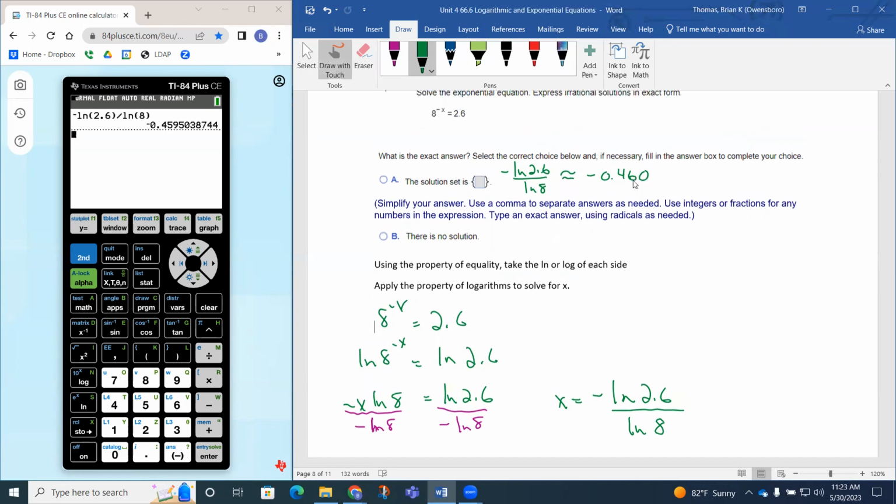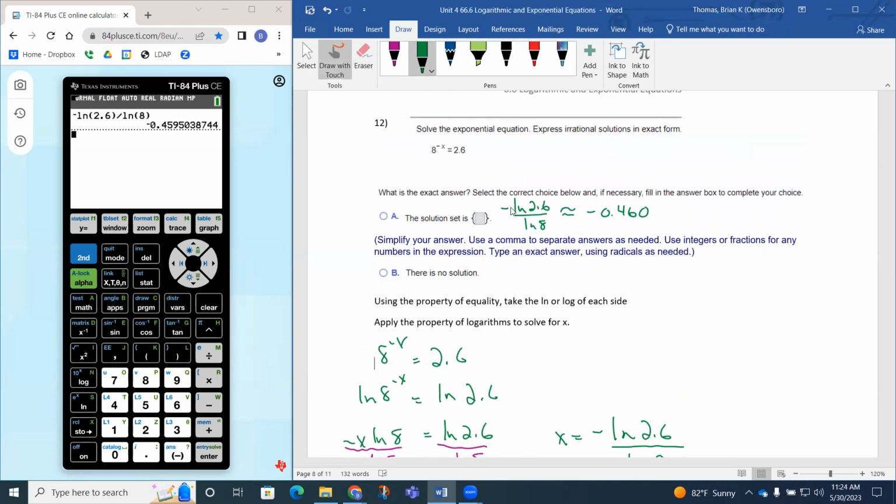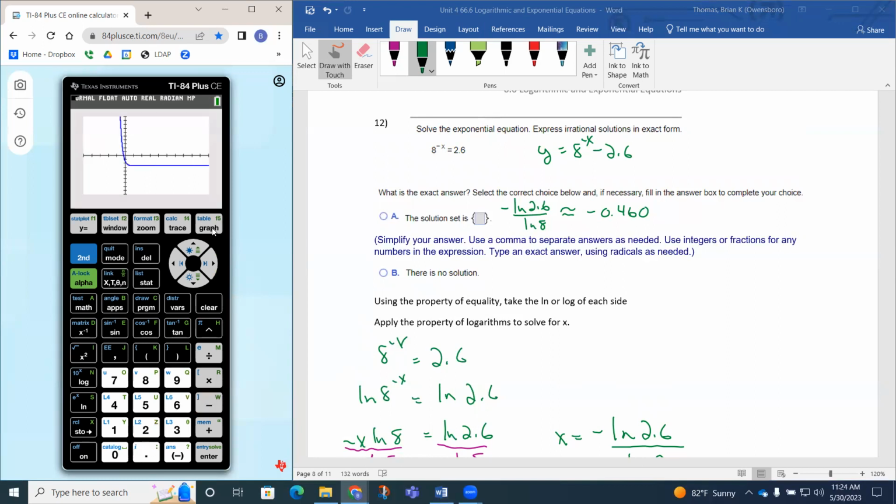Now, again, if I wanted to verify it using a calculator, I could graph y equals 8 to the negative x minus 2.6. So I can bring this over and set it to 0. So if I graph y equals 8 to the negative x and then subtract the 2.6, we do see a point of intersection.